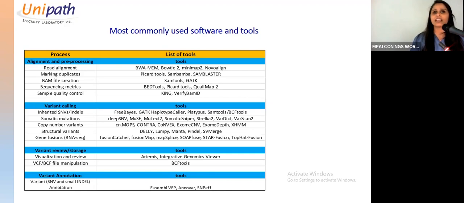The tools are very advanced there. So based on that you remove the PCR duplicates, and then you get the new file, which is again processed and used for variant calling.